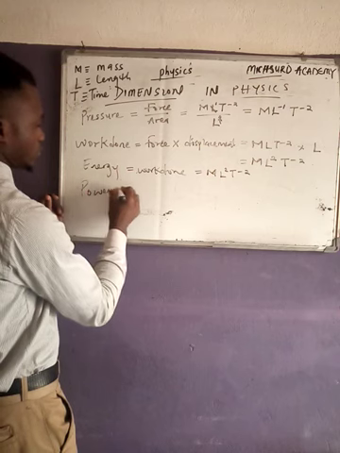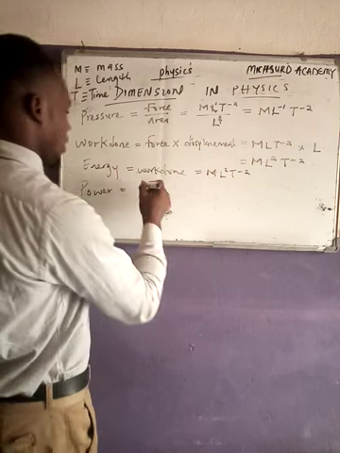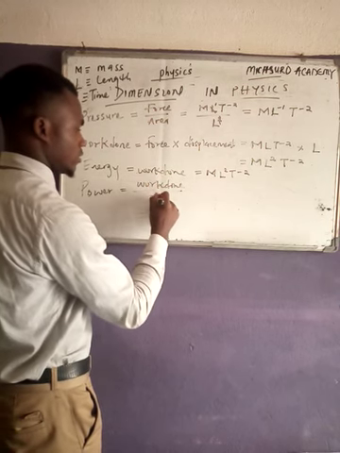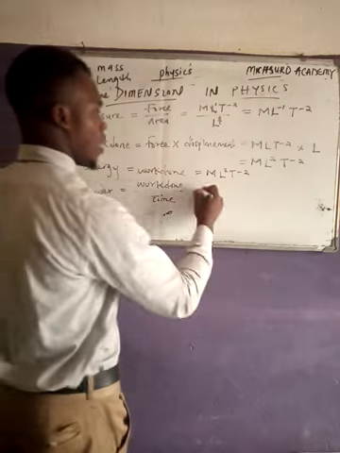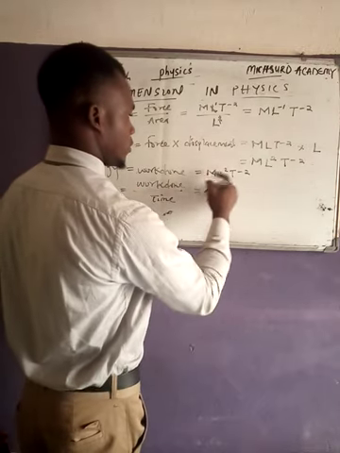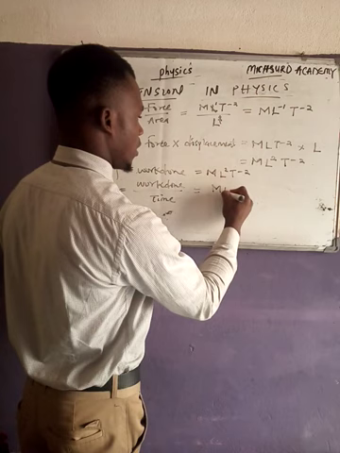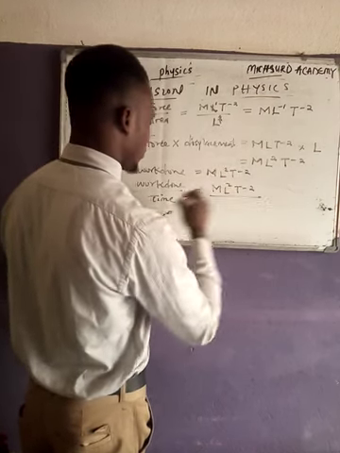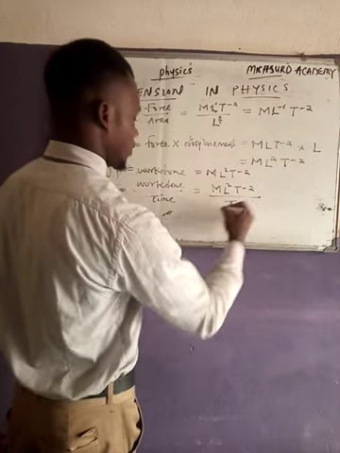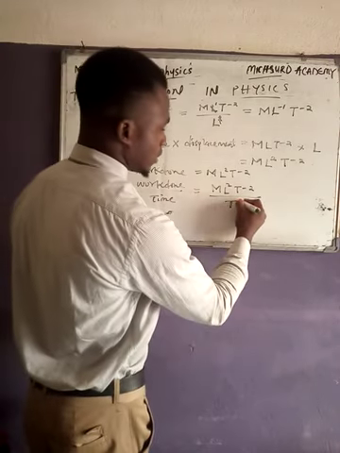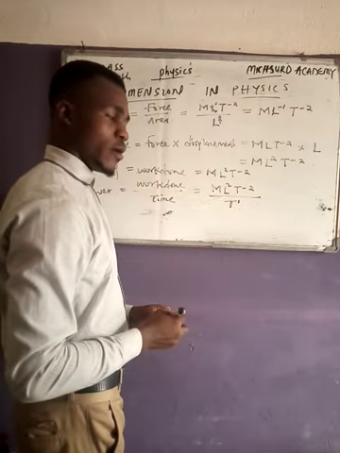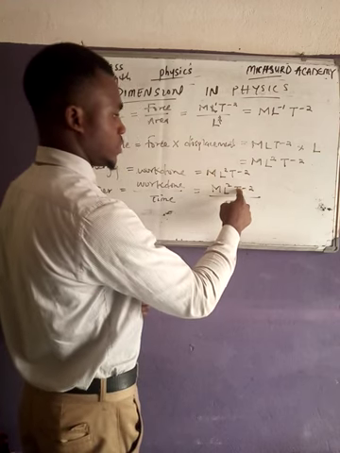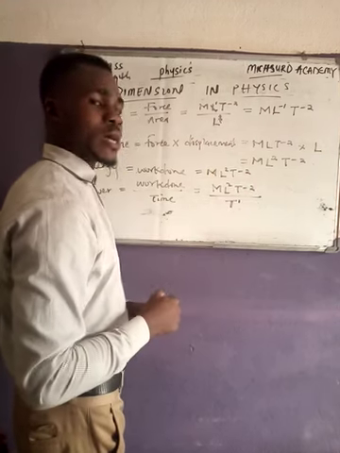Power. Power is given as work done all over time taken. Our work done is dimension, from what we have calculated, as ML squared T^-2. That's for work done. Then time is dimension as T. So this is having a power 1, positive power 1. Then the one above has a negative 2 as the power.